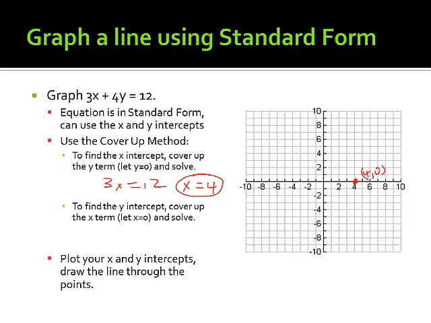And you can label it just to help you make sure that you're plotting it correctly. Finding the y-intercept, again, you use the cover-up method, and this time we're going to cover up the x value. So the 4y equals 12 stays. And we solve, we get y is equal to 3. So once we have that, we just put that on the y-axis, (0, 3).